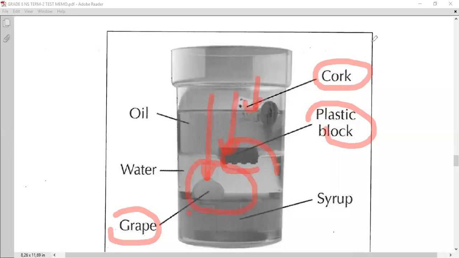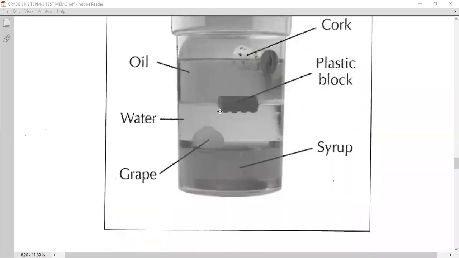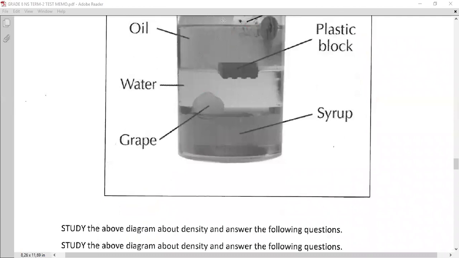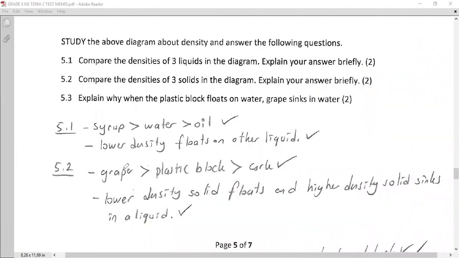Or if you can put it in a mathematical way like this, can I just show you? This is the sample answer, okay? Grape more than plastic block, more than cork, or you write it in your own words, perfect. Or for explanation, if you wrote something like this, lower density solids float, higher density solids sink, okay? Anything similar to this. Which one is bottom, higher density, which one is up, is lower density? I accepted all similar logical answers.